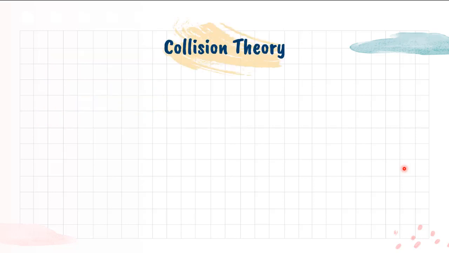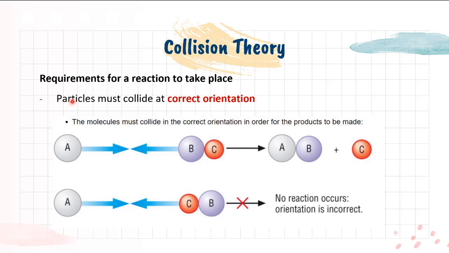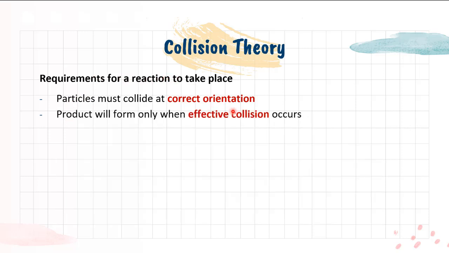So first of all, let's look at the collision theory. Here is a requirement for a reaction to take place: the particles must collide at the correct orientation. This particle refers to any atom, ion, molecule, or compound. The product will form only when effective collisions occur. So this effective collision is when you have this correct orientation.